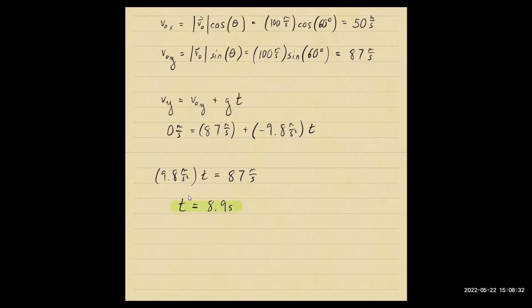I would also like to point out that this person has an absolute cannon for an arm, because 100 meters per second is really, really fast. The fact that it reaches its max height after almost 9 seconds of airtime is actually pretty impressive.